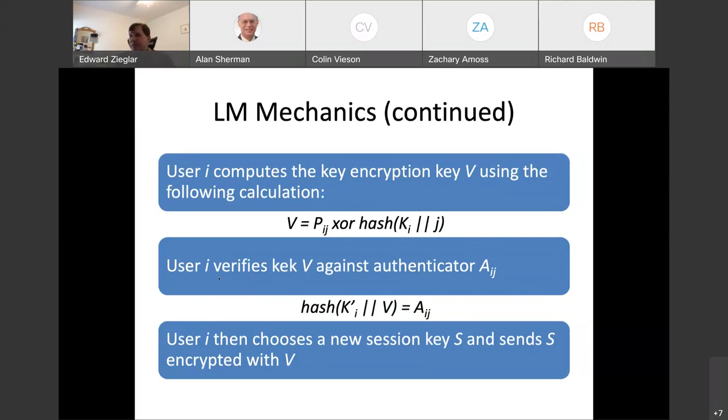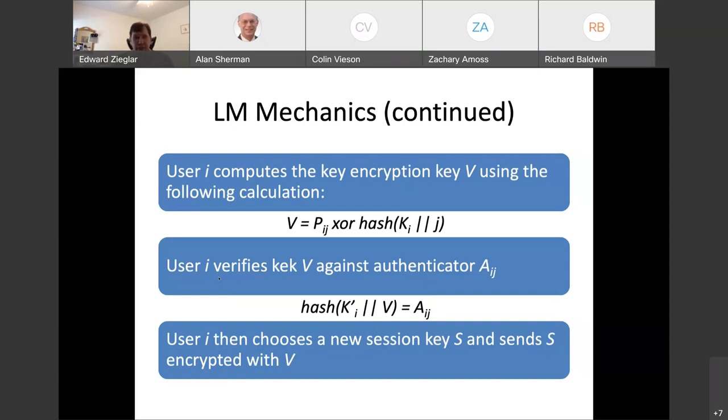All right, so when we're ready to communicate, I've already explained this, so I'll just quickly look at this. We're going to generate a key V, which is our key encryption key. And we do that by taking our private key, hashing it with the person we wish to talk to, J, and XORing that with the pair key from I to J, if I and J are communicating, and that produces V.